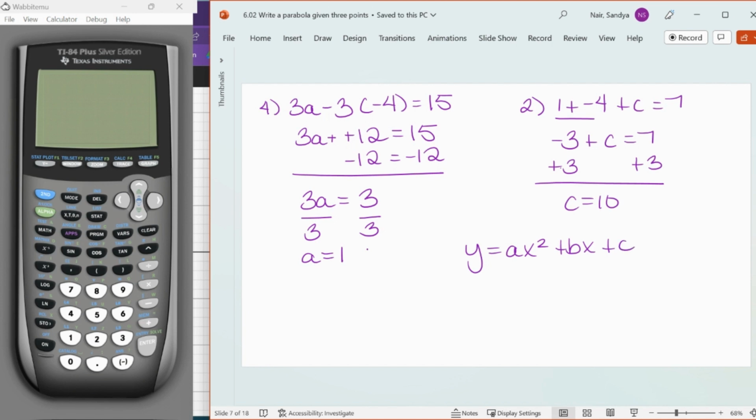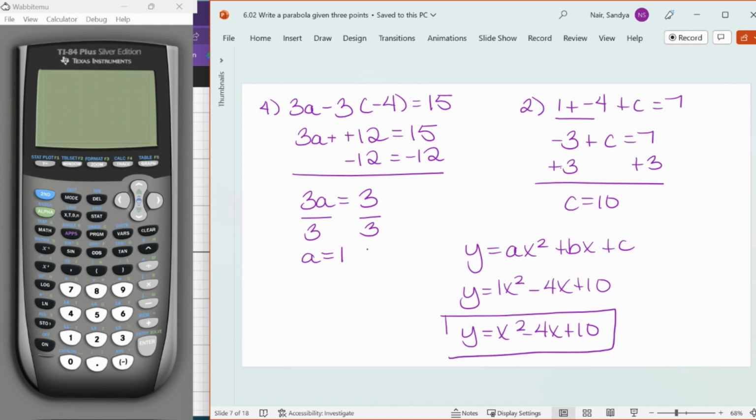So let's plug everything back into y equals ax squared plus bx plus c, right? That's what we were solving for. So we have y equals 1x squared minus 4x plus 10. Remember, we usually don't write coefficients of 1, so I'm just going to write y equals x squared minus 4x plus 10. And so all of that work that we did was to figure out this quadratic equation right here.